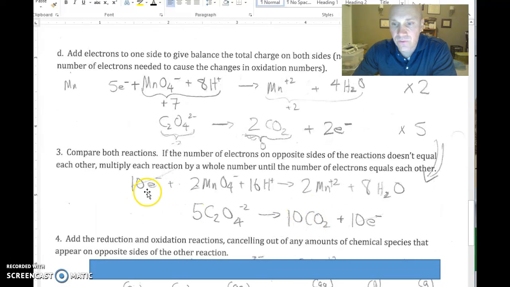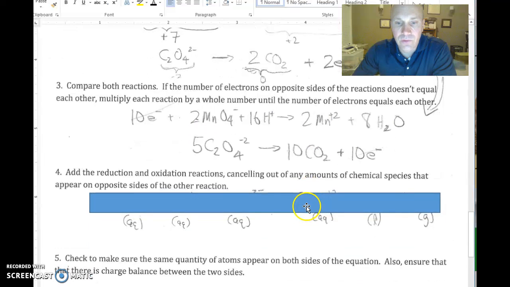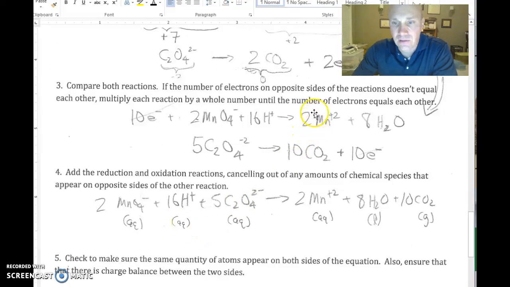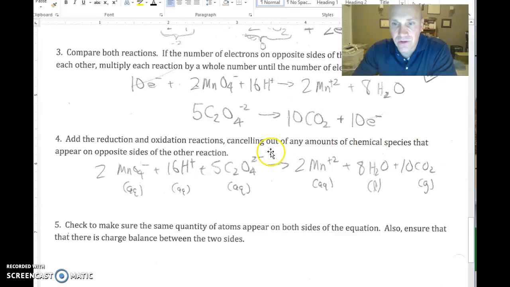So notice what that does for us is that we now have the same number of electrons as a reactant in this reaction and as a product in this reaction. So when we add these reactions together, we can cancel those out, and that's what we're going to do in the next step. We're just going to cancel those out, and we're going to bring down all of our reactants from both the reduction and the oxidation half reactions, and all of our products as well, and that should give us our final product.